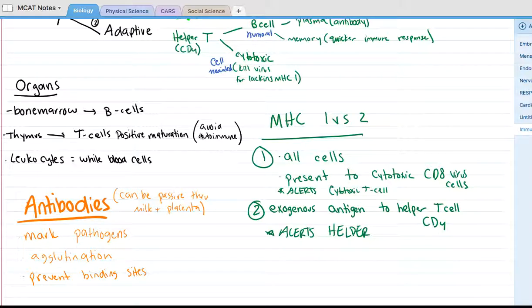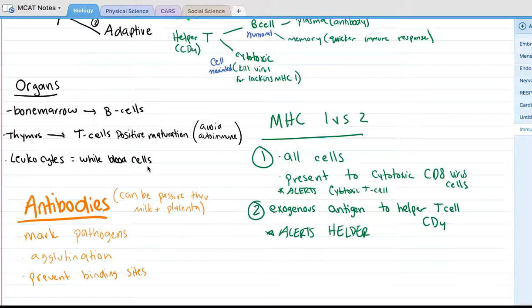MHC1 versus 2. MHC1 is in all cells. It's presented to the cytotoxic CD8 cells, the virus killing cells, and alerts the cytotoxic T cells. MHC2 is an exogenous antigen presentation that goes to the helper T cell CD4. This is going to alert the helper cells, which is also CD4.